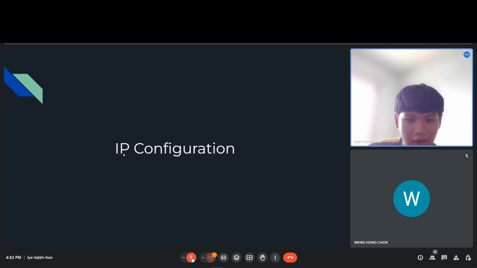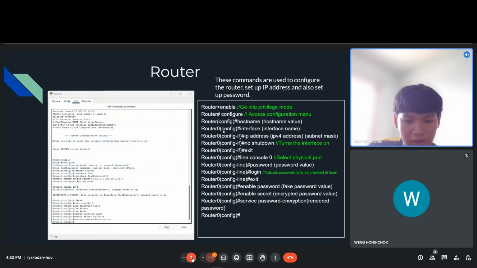So the next is about IP configuration. For the router, these are the commands I use to configure the router, set up the IP address, and also set up the password. First, the enable command goes into privilege mode, and the configure command gets access to the configuration menu. When you want to change the hostname of the router, you type hostname followed by the hostname value and press enter, and it will change the hostname. To assign an IP address to an interface of the router, you type interface followed by the interface name and IP address, the IP address value, and the subnet mask value, and don't forget to type no shutdown to turn the interface on.